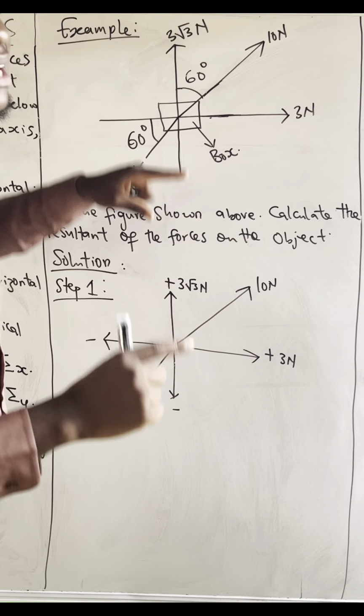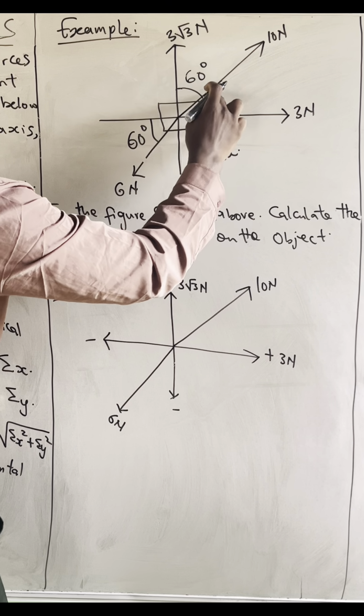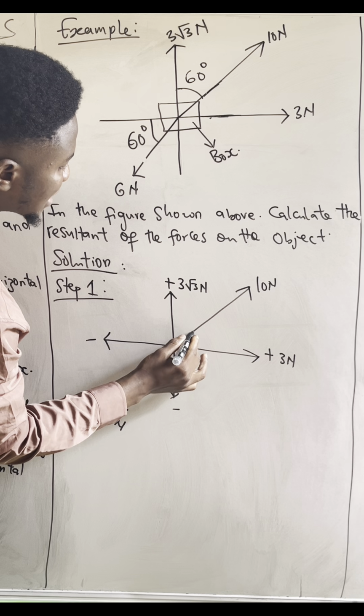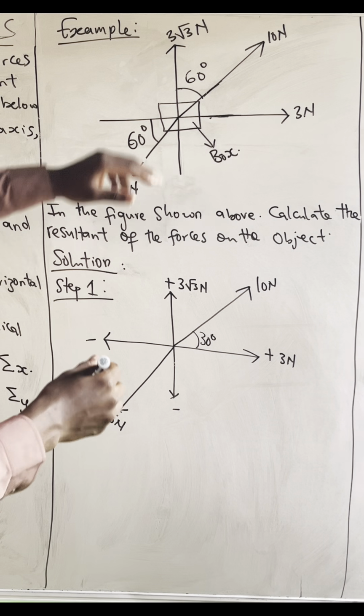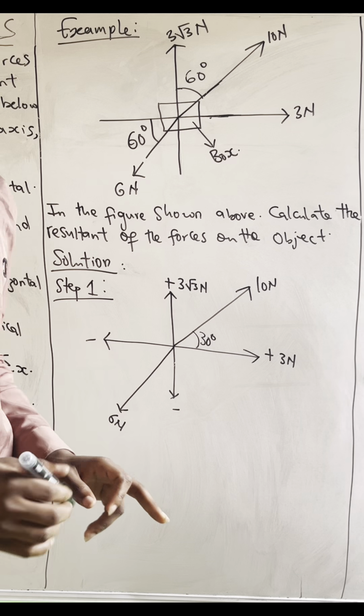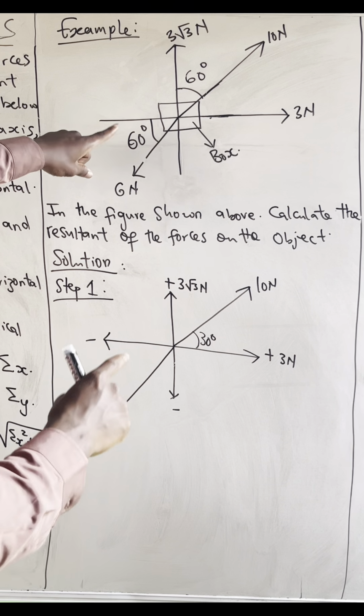So everybody, what is 90 minus 60? That is 30. This simply means that we've converted this angle back to the horizontal, and we are going to write it here as 30 degrees. So we've successfully converted this angle back to the horizontal. After we've done that, we are also going to look for the next angle. The next angle here is 60 degrees.